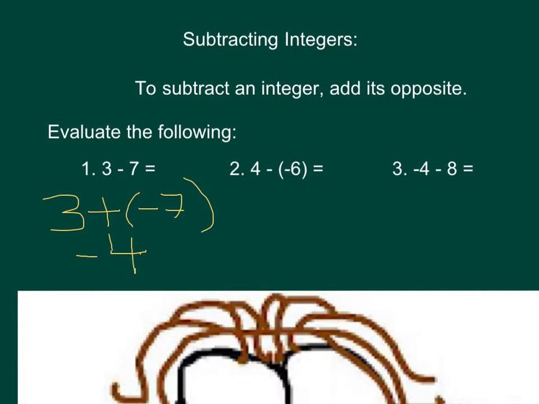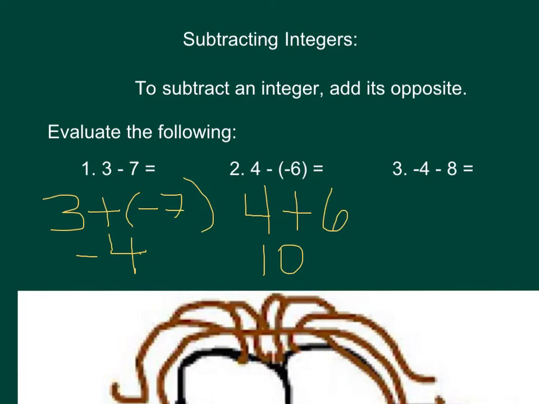The next problem is 4 minus negative 6. The opposite of negative 6 is positive 6. Therefore, this problem is the same as 4 plus 6. The sum of 4 and 6 is 10.